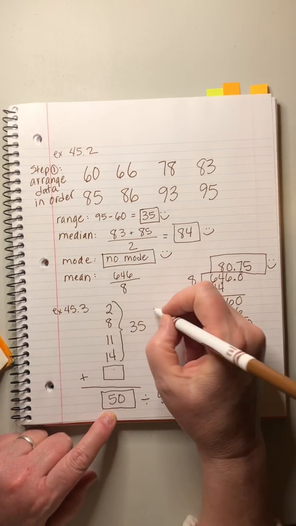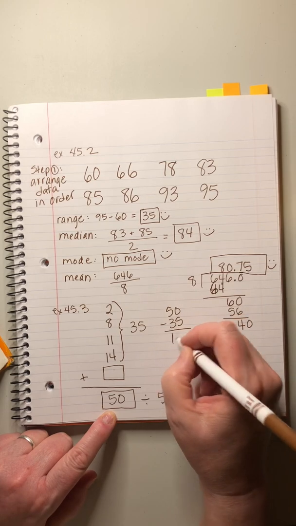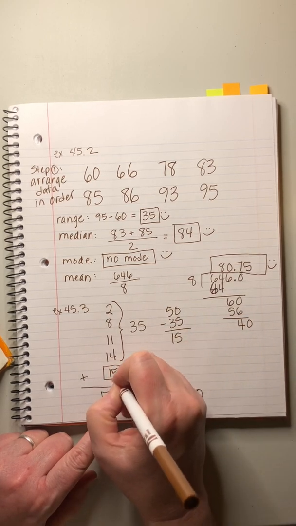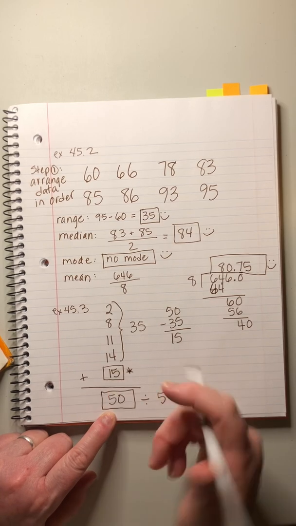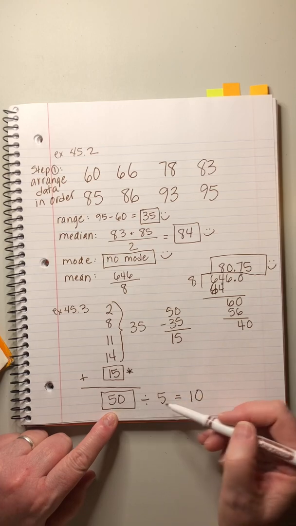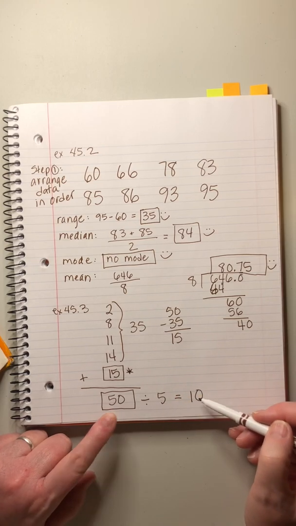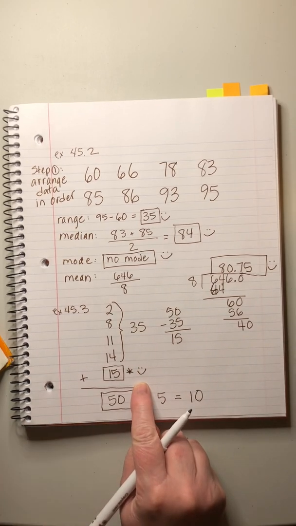Then 50 minus 35 tells me that this number, the fifth number, had to be 15. That way, when we added it with those, we'd get a total of 50. We divide it by 5 and get 10. This is the right answer. When I put the smiley face, that means I checked it against the book and it's correct.